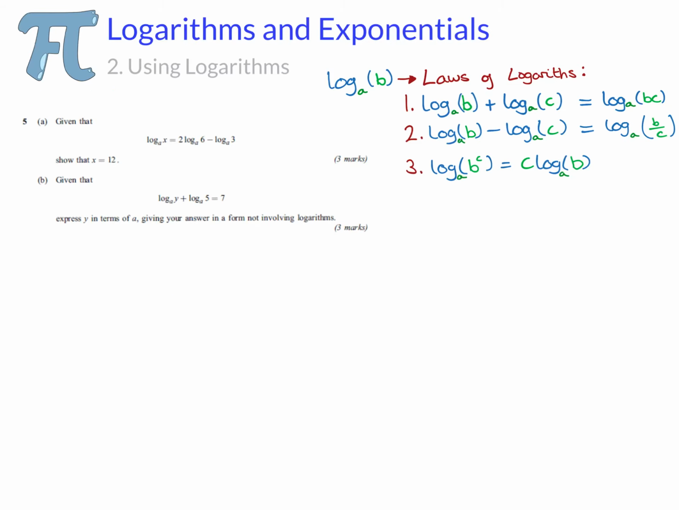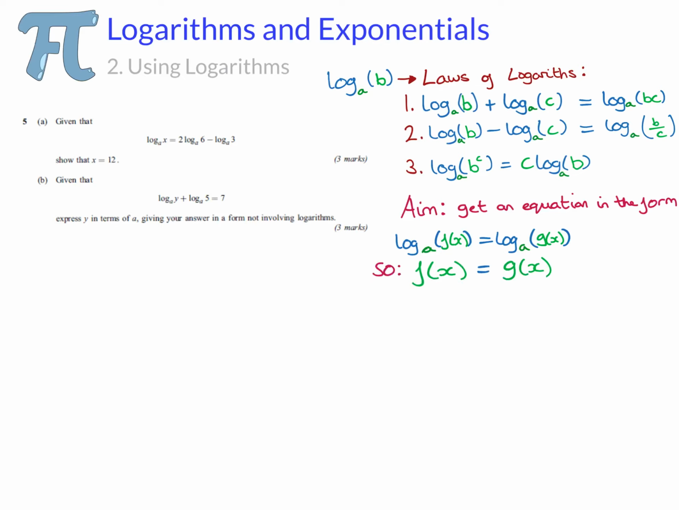For this first question, we are given a logarithmic equation which includes the variable x, and our job is to solve it for x. We notice straight away that the base on each of the logarithms is the same, and so we automatically have a feeling that we will be using the laws of logarithms. Our aim is to get an equation which has a logarithm base a of something on either side of the equal sign. This is because if the log base a of one expression is the same as the log base a of another expression, then those two expressions must themselves be the same.